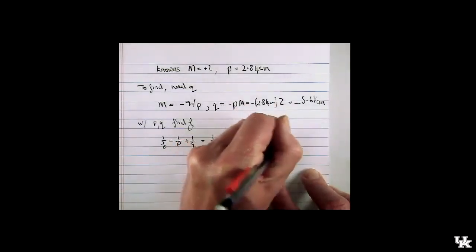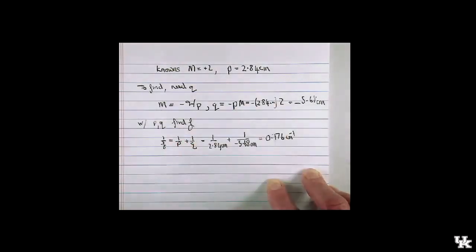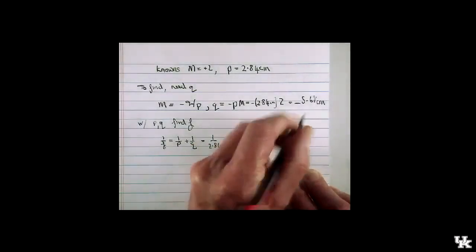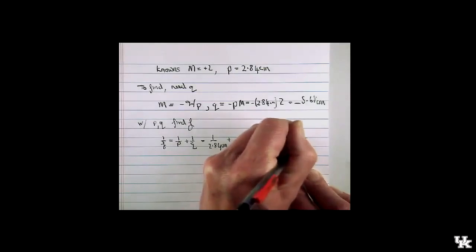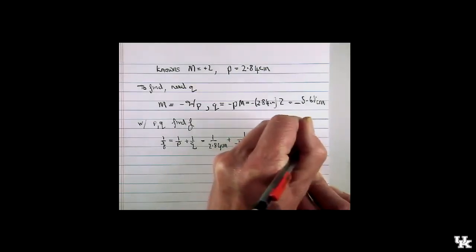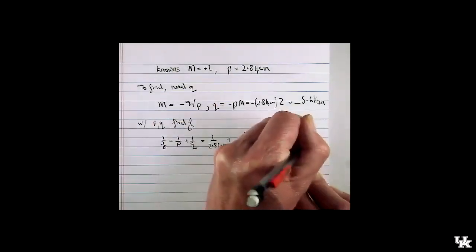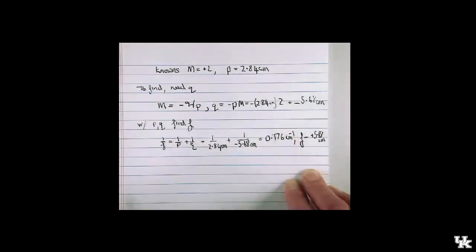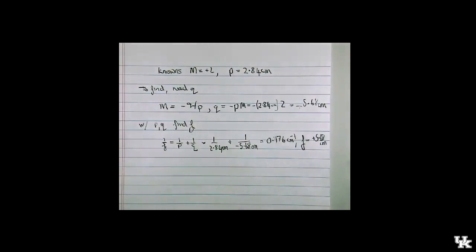0.176 inverse centimeters. That's the inverse of the focal length. And I take the inverse of that, I'm going to get F equals plus 5.68 centimeters. And so that's my calculation. I've figured out the focal length from the information I was given.